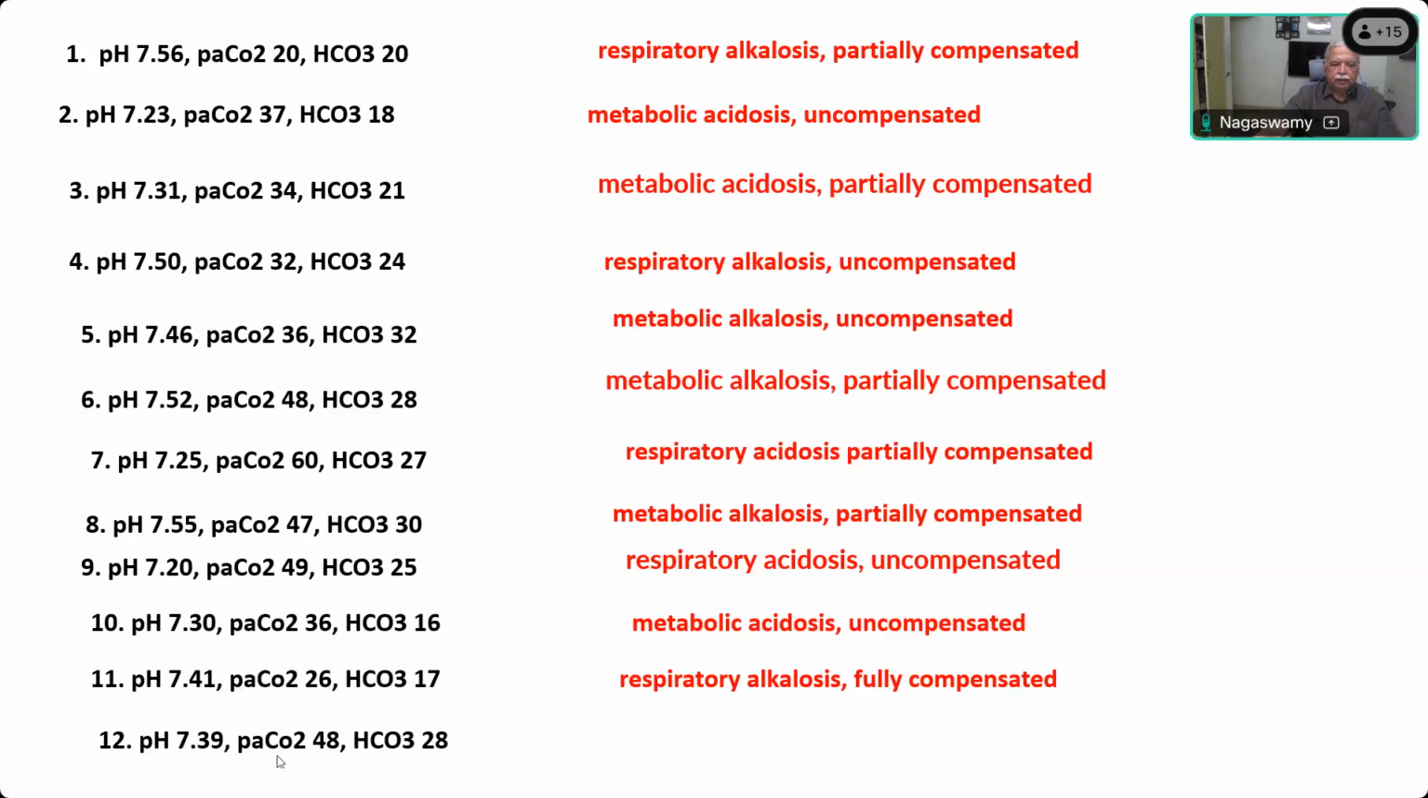So pH 7.39, PaCO2 48, bicarb 28. pH is within normal limit. PaCO2 is high. Bicarb is slightly elevated from normal. So whether it is primary metabolic or respiratory? Respiratory acidosis, sir. Respiratory acidosis fully compensated by elevated bicarb and pH returning to normal. Okay.